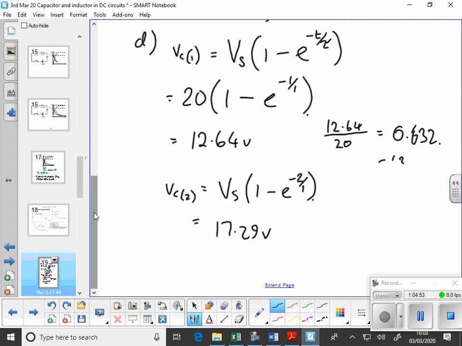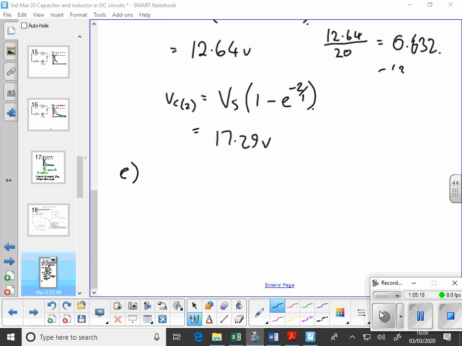Okay? In F, that shouldn't say 2 seconds, where it says voltage 2 seconds, cross the 2 seconds out. That's wrong. So part F is the value of the capacitor voltage after 5 time constants, or 5 seconds in this case. So I'll leave you to finish that off now.